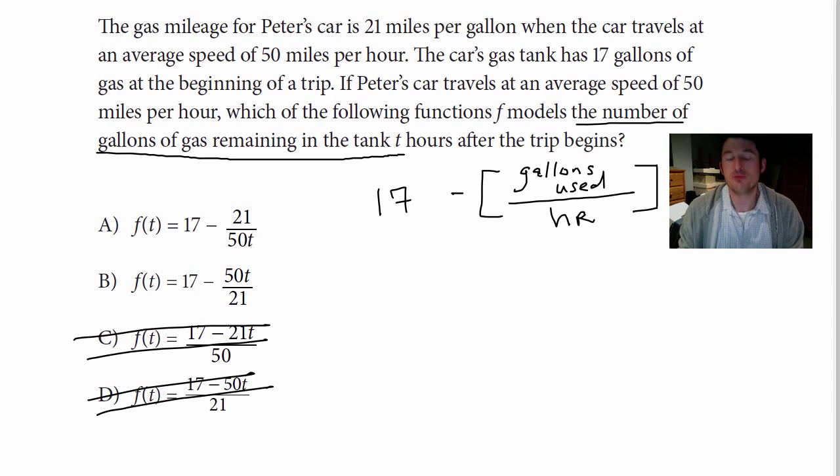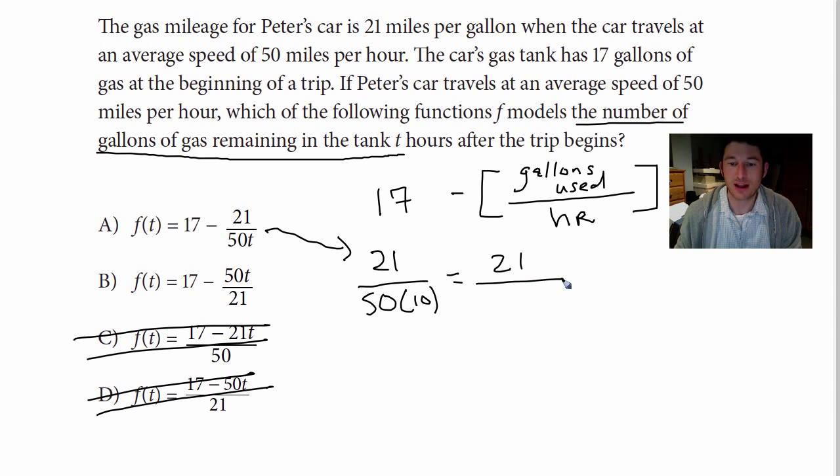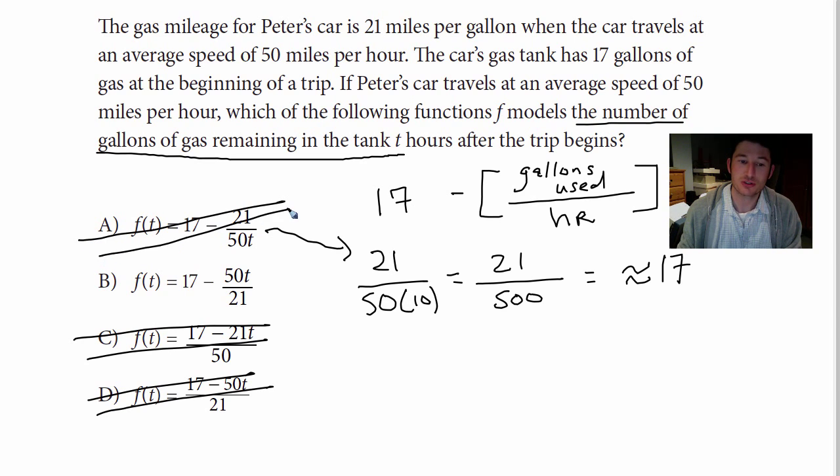But what happens if you drive 100 hours, or a really, really long time? Look at choice A. If the number in the denominator gets bigger, let's just pick on this one for a second, 21 over, let's say 10 hours. Let's not even go crazy. So in 10 hours, this is a really tiny fraction, 21 over 500. So in 10 hours, he still almost has 17 gallons. Does that make sense to you? That should not make sense. So choice A is gone, and that's my sneaky way of getting this right.